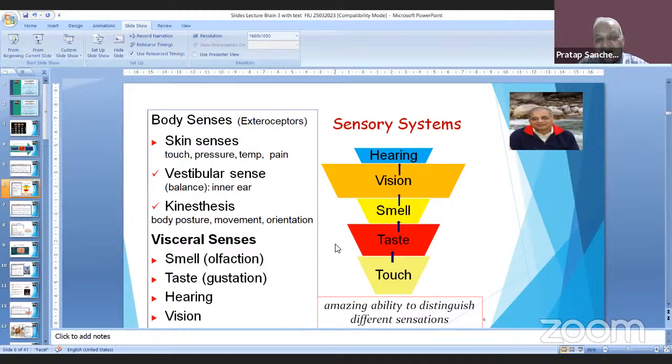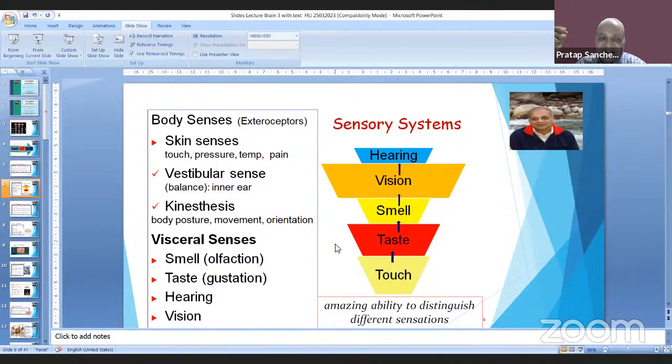Now, sensations can be divided into external or internal. We'll be talking about other sensations also later on. For those which are external, the receptors are known as exteroceptors. Extero means outside, and receptors are where the receipts are. They are located in our skin, majority being touch, pressure, temperature and pain. They are all clubbed into one: sensations of touch. Then we go into the vestibular sense, the sense which decides our balance, and kinesthesia, or body posture, movement and orientation. We'll be talking about these one by one.